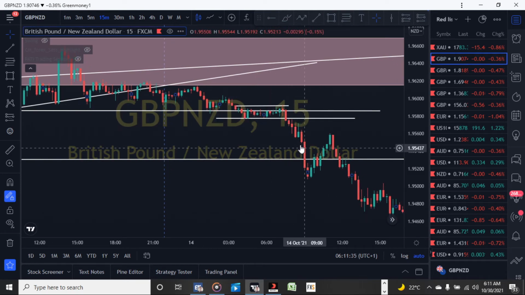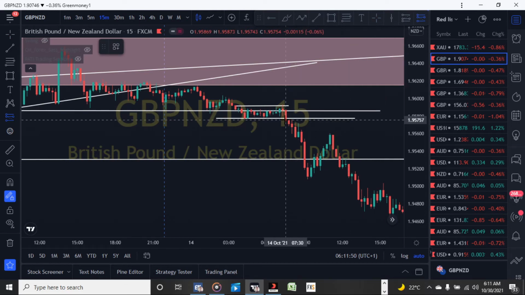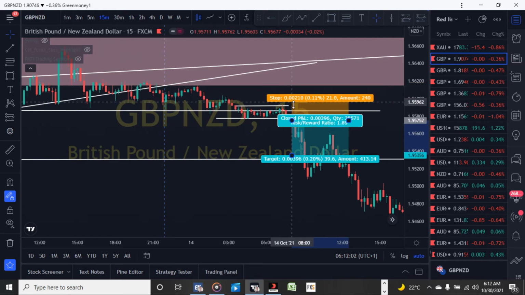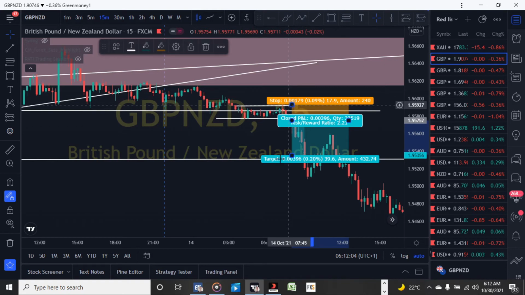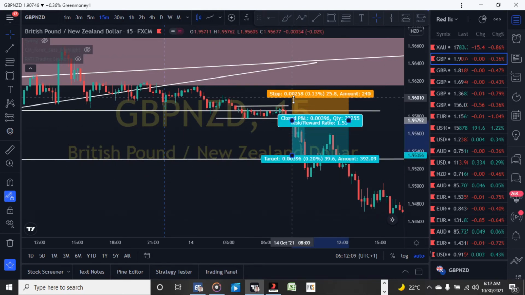Or if you don't need that, you wait for the retest, right? This is a break of the 1 hour structure, and then the retest of it here. You can use this place for your shorts. Your stop loss, make sure your stop loss is a bit above.